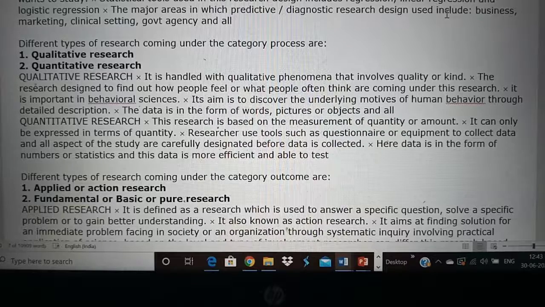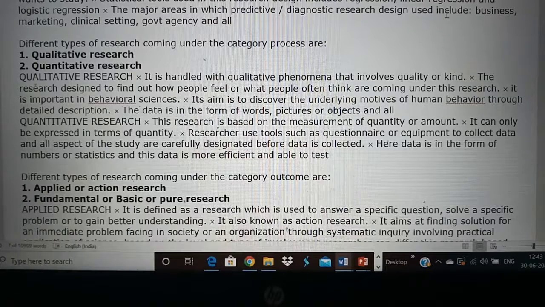So as I said, qualitative data, the research process is mostly for focus group discussions or interview method, and the data is in the form of words or pictures. Whereas in quantitative data, the measurement is in terms of numbers or quantity or amount. Okay, and usually you use a questionnaire to collect data. Okay, so this is quantitative research.